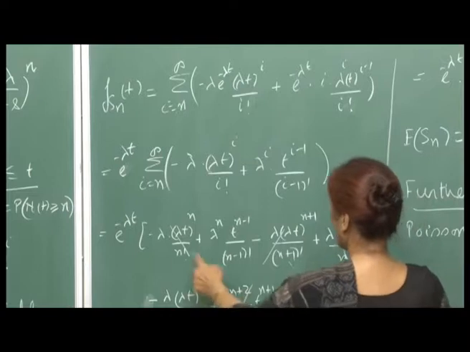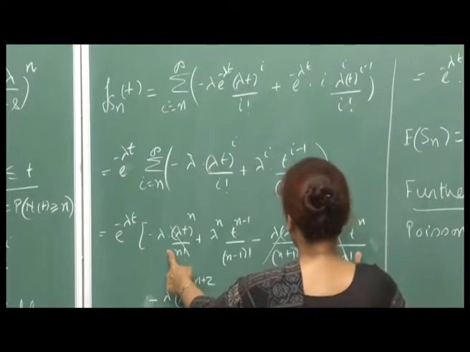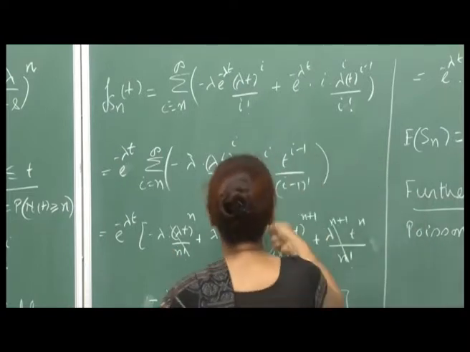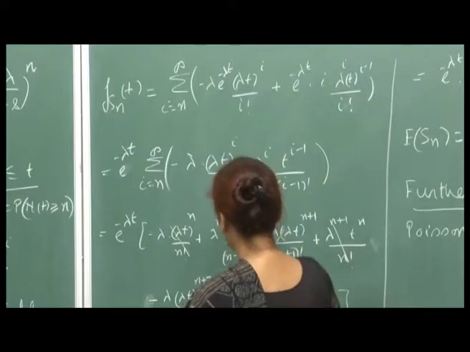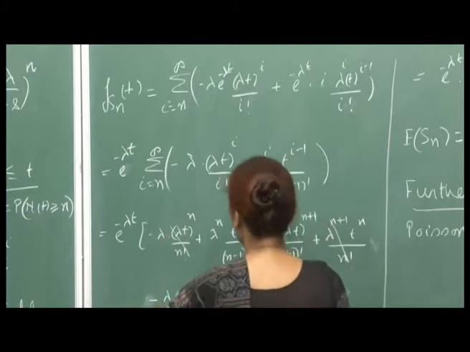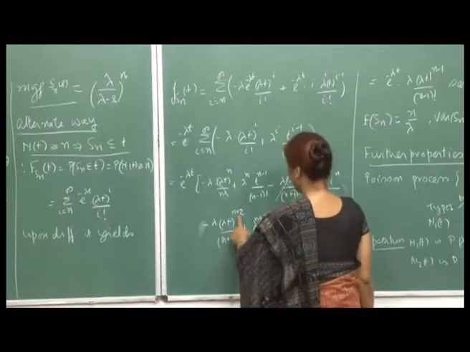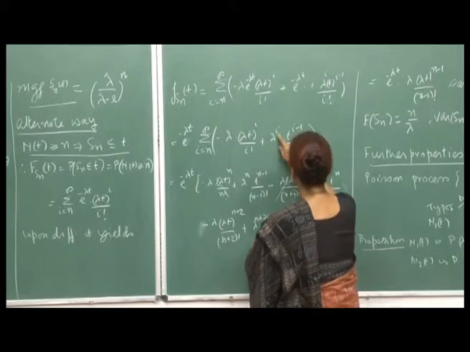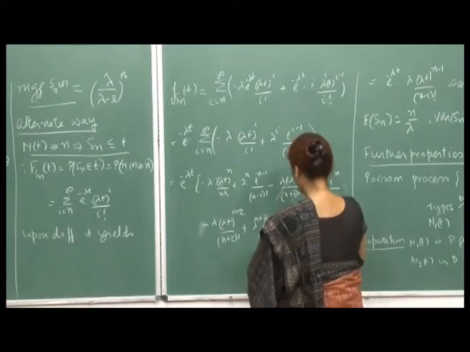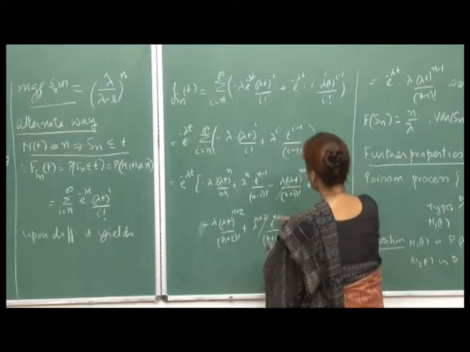So, you see this cancels with this, and then I thought I will also write the values corresponding to i equal to n plus 2. So, then that will be (lambda t)^(n+2) upon (n+2) factorial plus lambda (n+2) t raised to n plus 1 upon (n+1) factorial. So, that cancels out this.